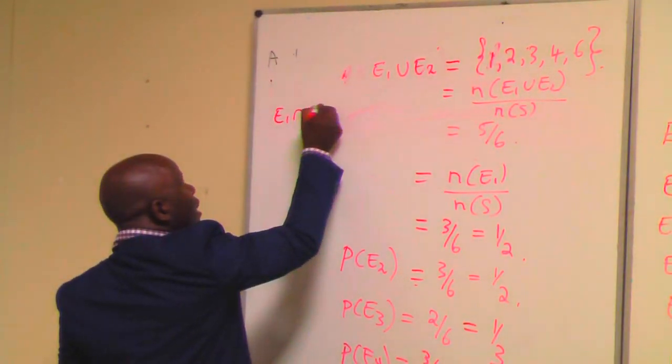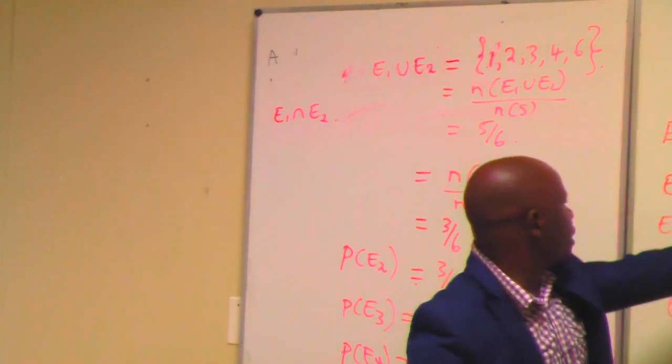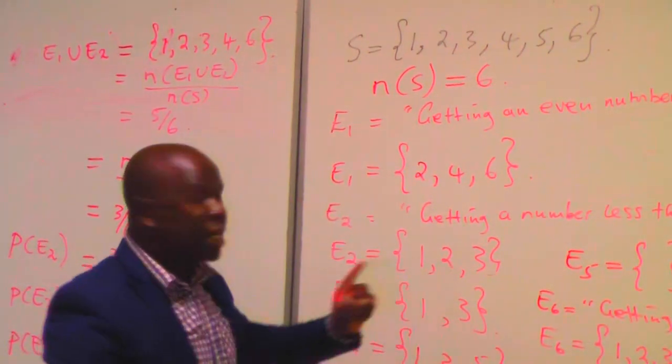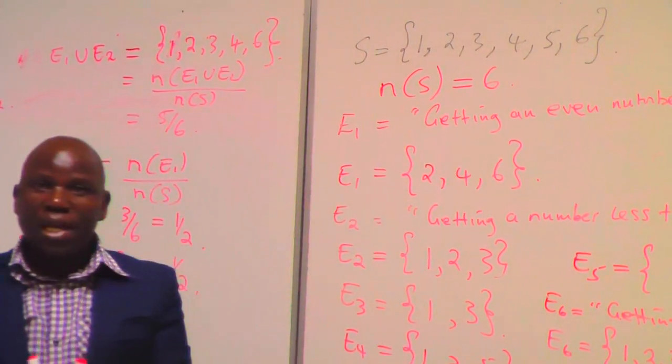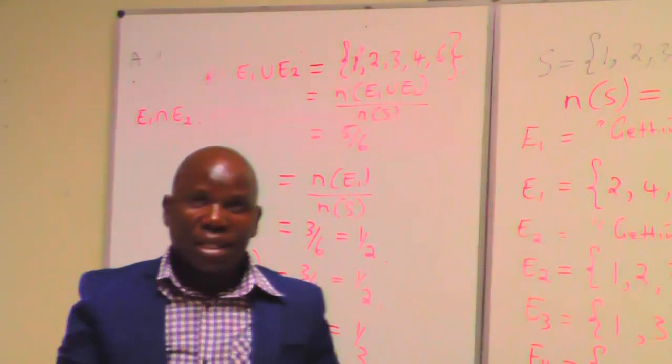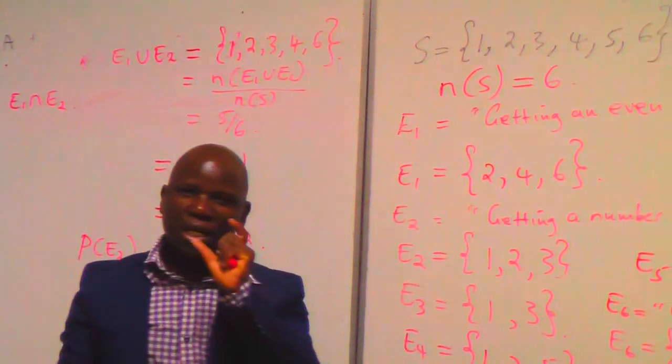E1 intersection E2. That is very, very important. E1 is 2, 4, 6, intersection E2. There is only 2. So that is the common element. You see, we are showing now the idea of union, the idea of intersection. So E1 intersection E2 is only 2.